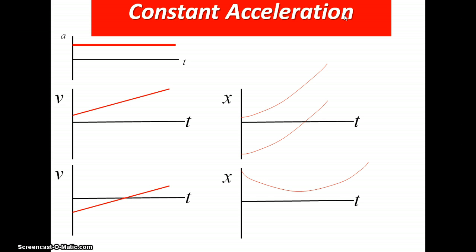Again, we can take the same graph and shift it downward, and we would still have a position versus time graph that is consistent with our velocity versus time graph. So these are possible graphs of constant positive acceleration.